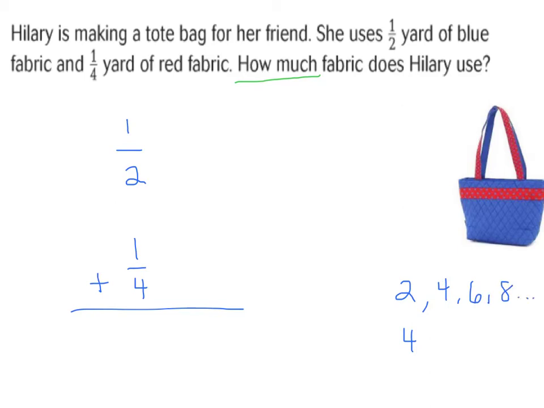If I do my denominator of 4, I have 4, 8, 12. Now looking at my multiples, my least common multiple is 4. So I'm just going to use 4 because if I look right here, I already have 4 done for me right here.